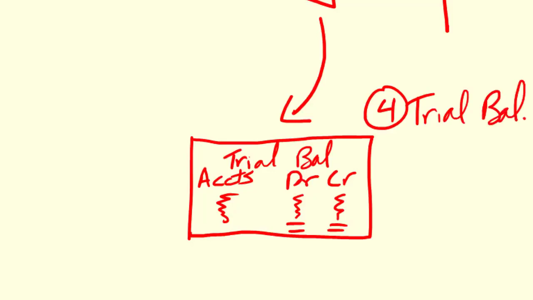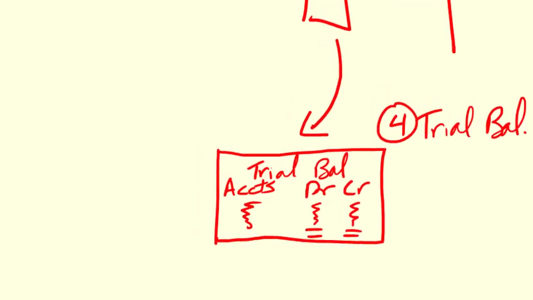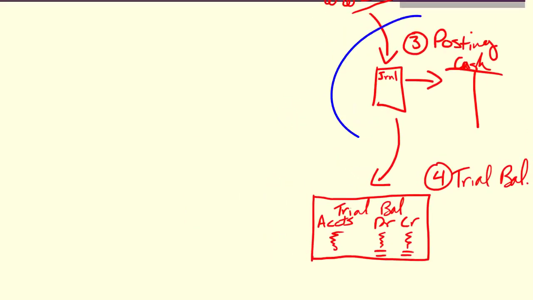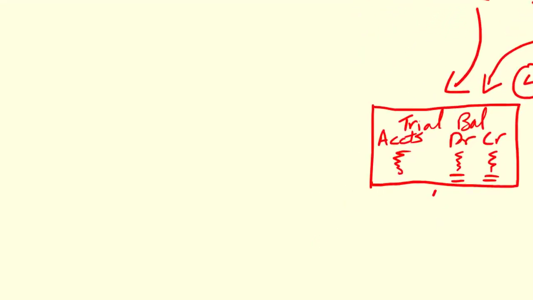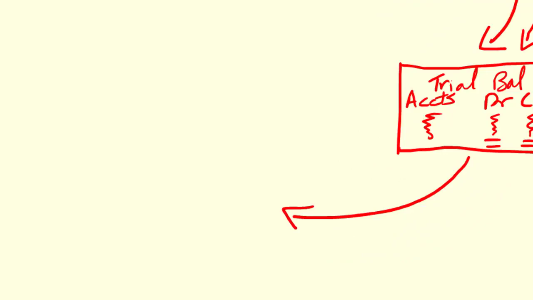And the idea is we're going to check and make sure that our debits and our credits are equal from all the different journal entries and the posting that we've done. So from all of these ledger accounts up here, we're going to go through and add up and get an ending balance for each one and put that down into our trial balance. That's our next step. Once we've got a trial balance, then the next step is to create our adjusting entries.